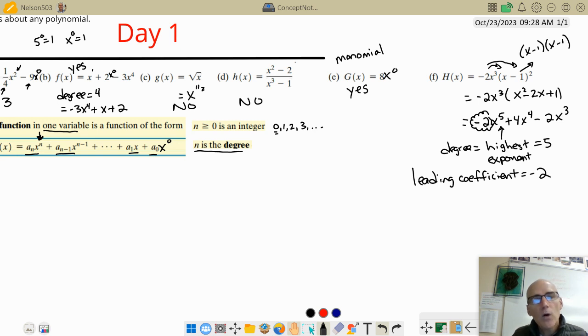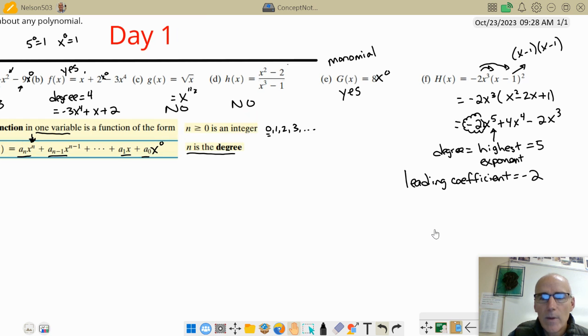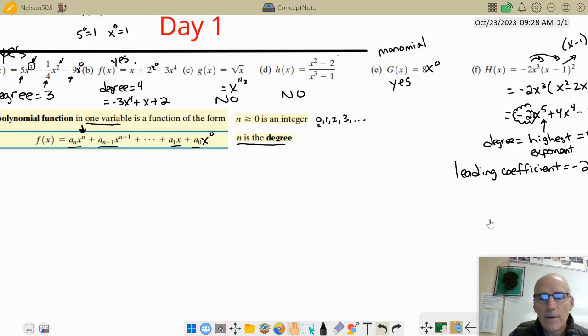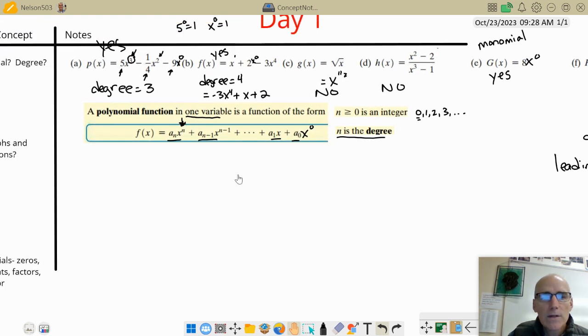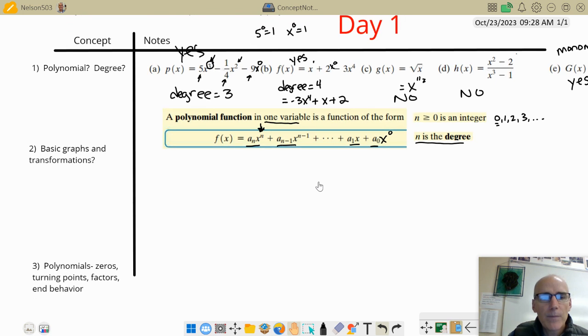All right, I hope I'm making this sound kind of easy and some of it's coming back in your memory on how this stuff works. Okay, so you got a bunch of questions like that: is it a polynomial or not? And then let's talk about basic transformations.